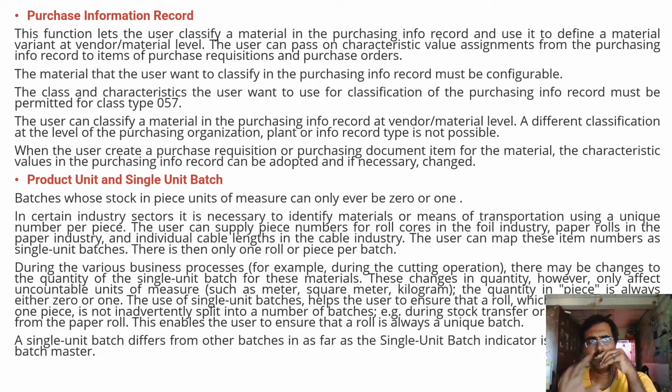This is specific to some industry sectors, not essential for all sectors. This is mainly for mill industries normally. So it is necessary to identify materials or means of transportation, which will help to track and trace the material. The user can supply piece numbers for roll cores in the foil industry and paper rolls in the paper industry. The user can map these item numbers as single unit batches. There is only one roll or piece per batch. That is important. We need to keep that in mind.